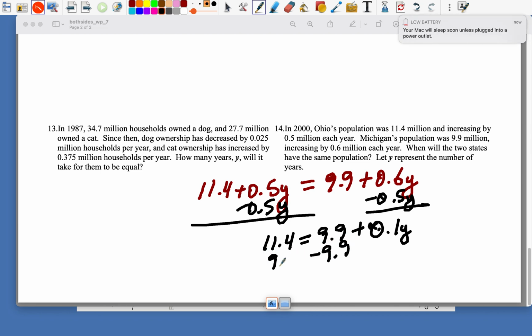9.9 from both sides. Uh-oh, my battery's dying. Hang on, guys. And, hang on, please don't disappear. Don't shut off, don't shut off.